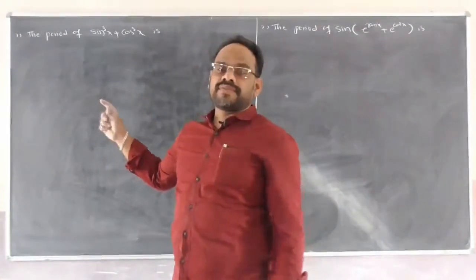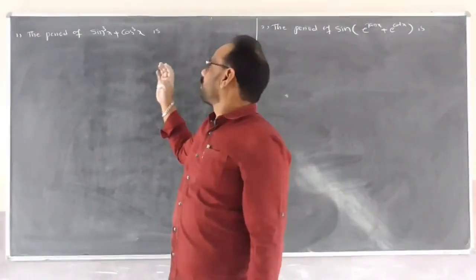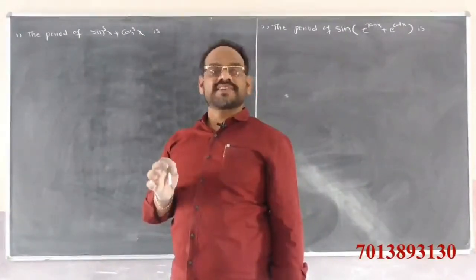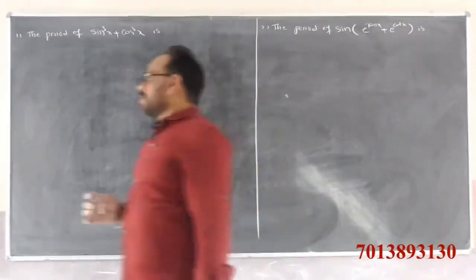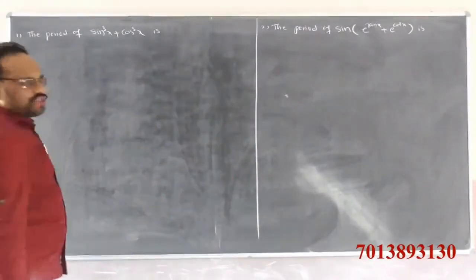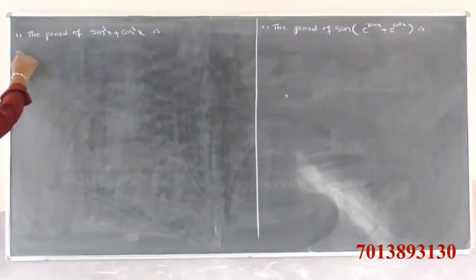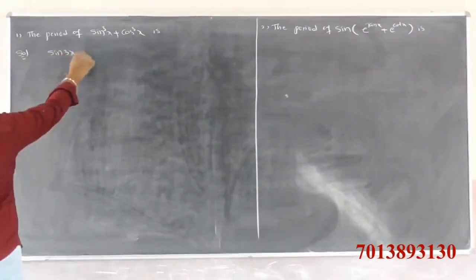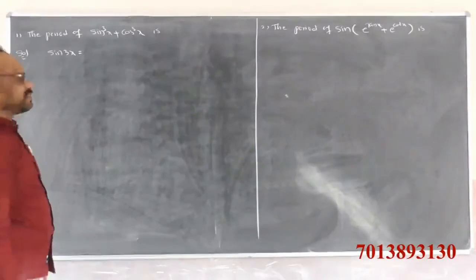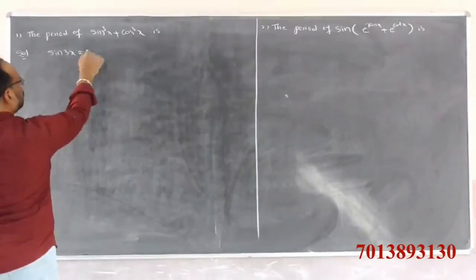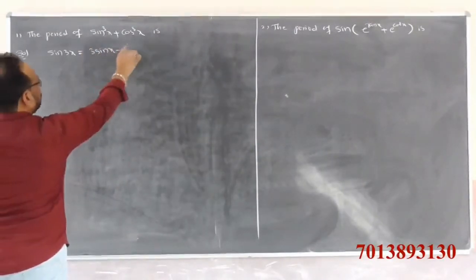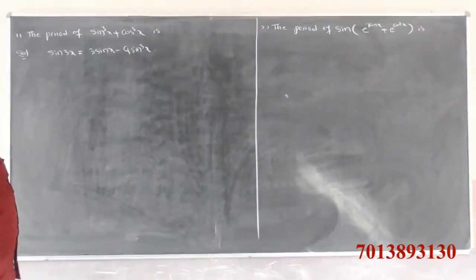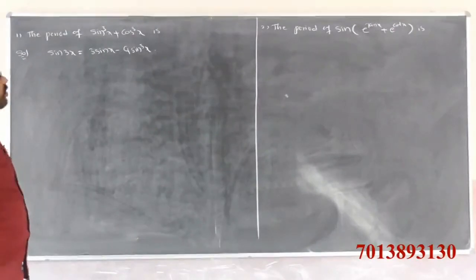Next problem. Observe here, we want the period of sin cube x plus cos cube x. Already we know that sin 3x is equal to 3 sin x minus 4 sin cube x.